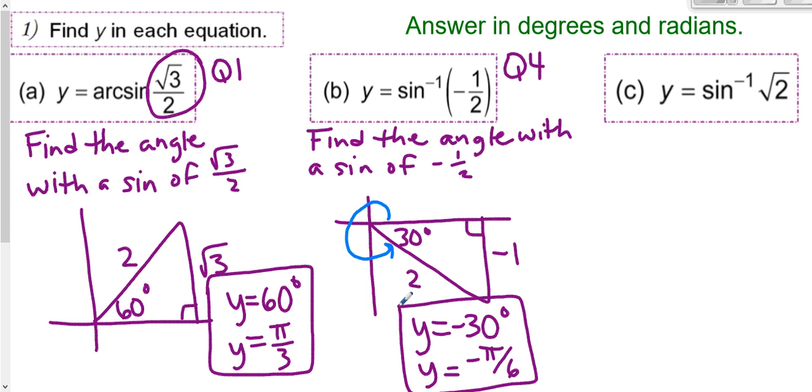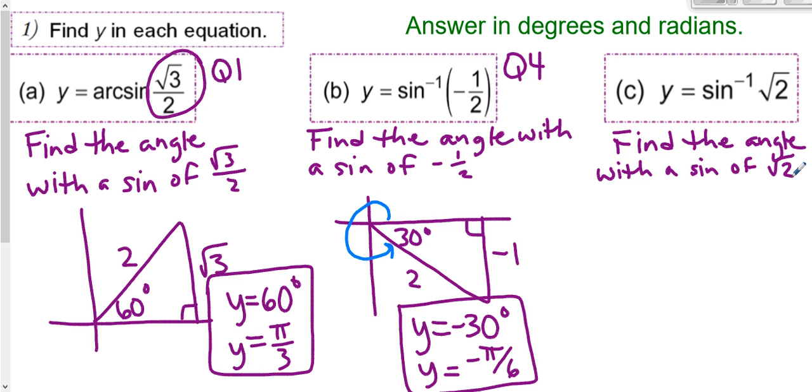Okay, let's do another one. Y equals inverse sine of square root 2. Okay, so find the angle with a sine of square root 2. Now, you can make that into a fraction, square root 2 over 1. Notice that it's positive, so that would be quadrant 1. Draw the triangle. Opposite, square root 2 over hypotenuse 1.